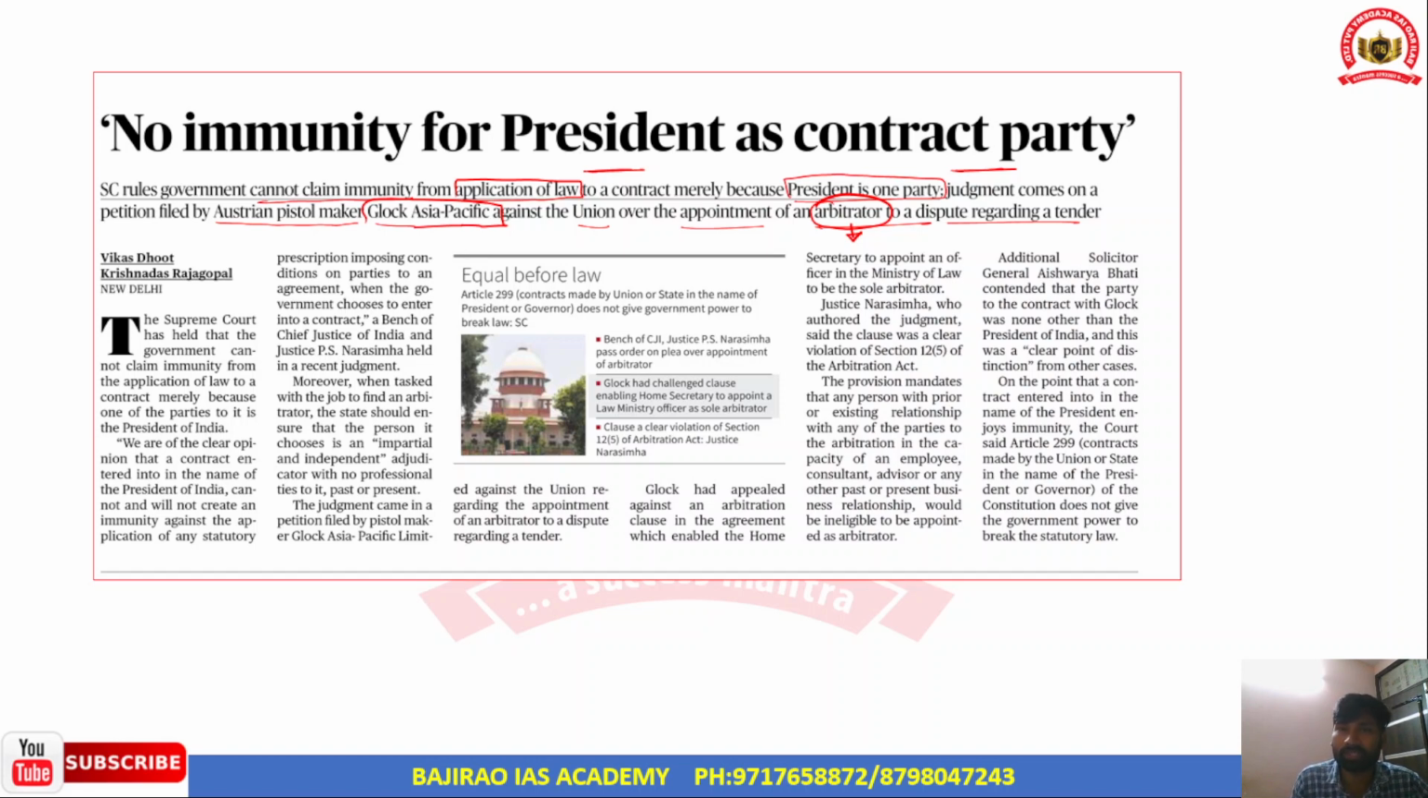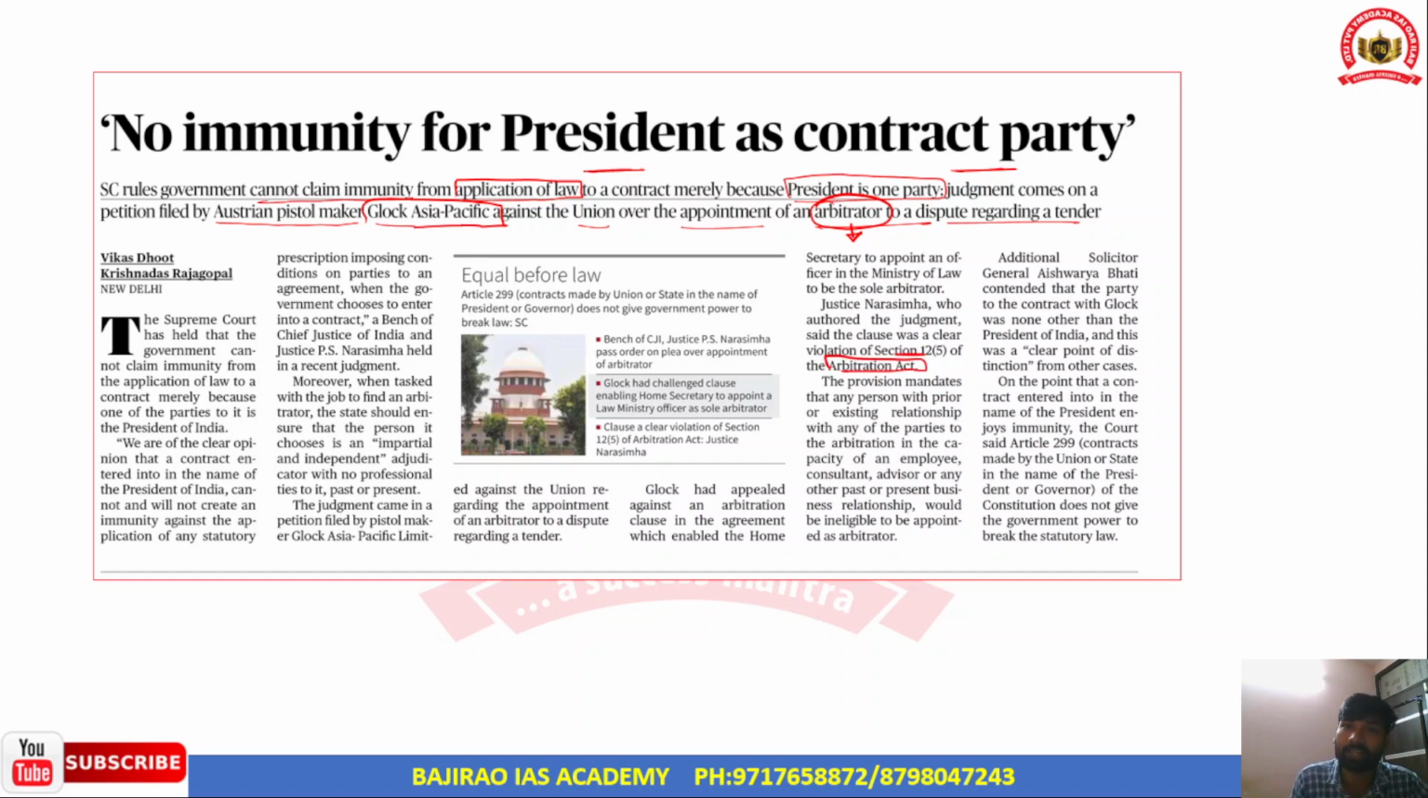However, the Supreme Court says that the arbitrator should be independent and impartial. He should not be related to either party. Therefore it is a violation of the contract law, a violation of Section 12(5) of the Arbitration Act.